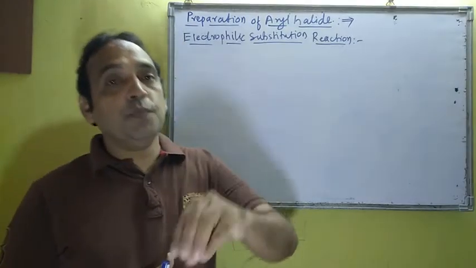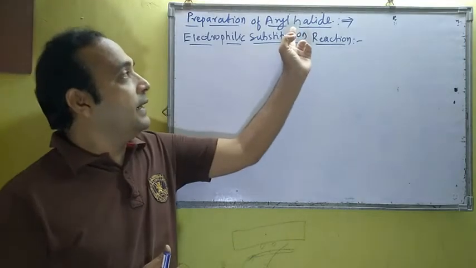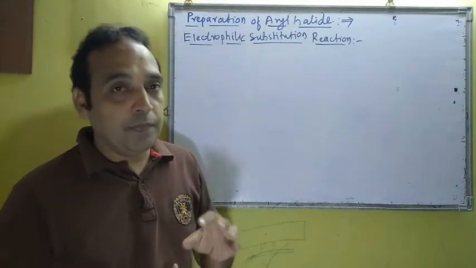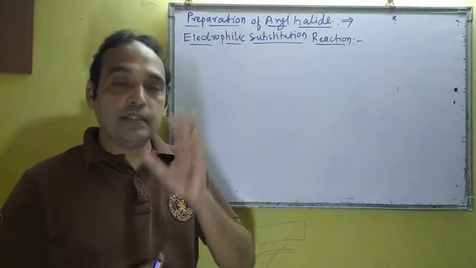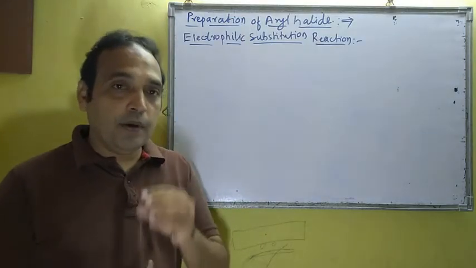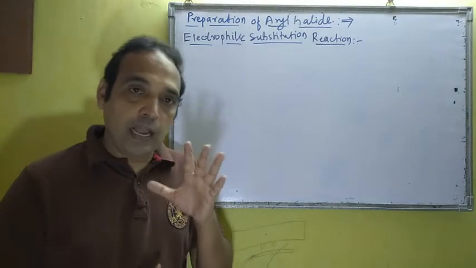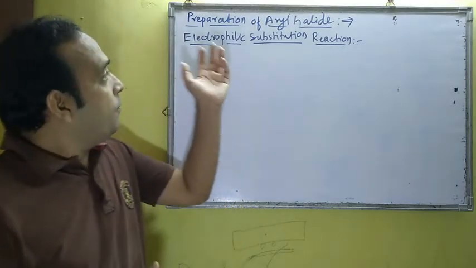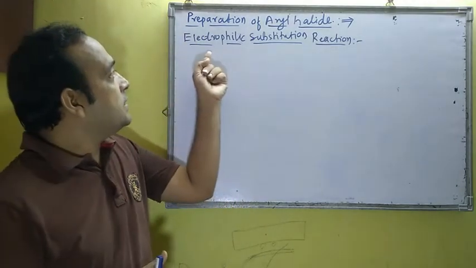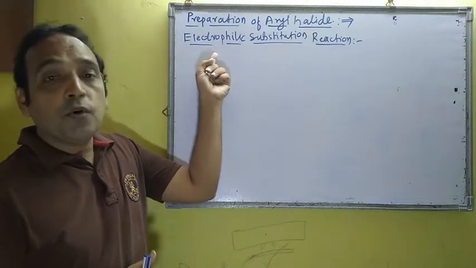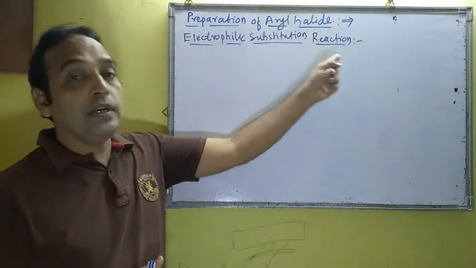Now our last preparation method is related to aryl halides, or we can say aromatic halides, aromatic compounds like chlorobenzene, bromobenzene, iodobenzene. For preparation of aryl halides, our method is electrophilic substitution reaction.